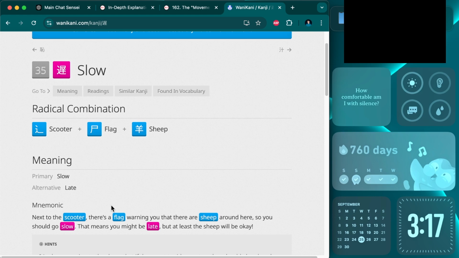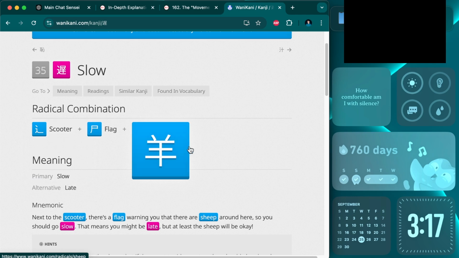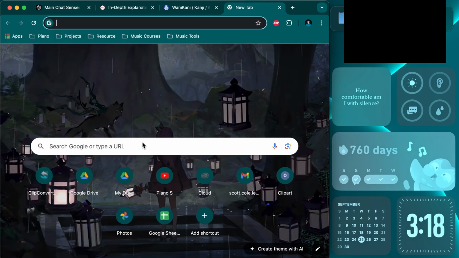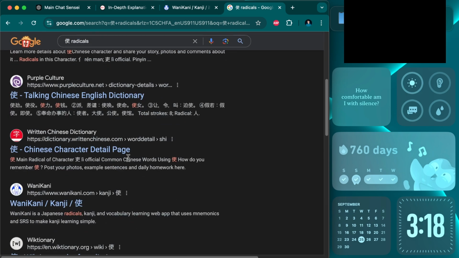Regardless, it doesn't matter too much as long as I can read the kanji in the end. It's less of a mnemonic system than it is just a way of giving a name to what this is. So that sounds good to me. This does sort of look like a scooter. Sheep, okay. If I were to just type in radicals in Google, would WaniKani come up again?